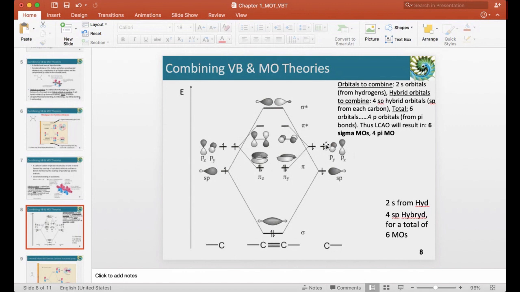Combine the py with another py from the other carbon, that's two, leading to two molecular orbitals. One bonding over here, look at the orientation, and one anti-bonding over here, look at the orientation. So combination of 2 and 2 leads to 4, 2 bonding and 2 anti-bonding. Now we think about how many electrons. If we have two pi bonds, each bond has 2 electrons, so a total of 4, 2 and 2.